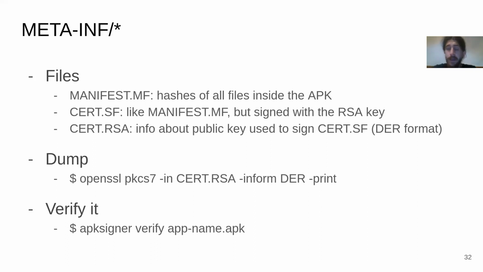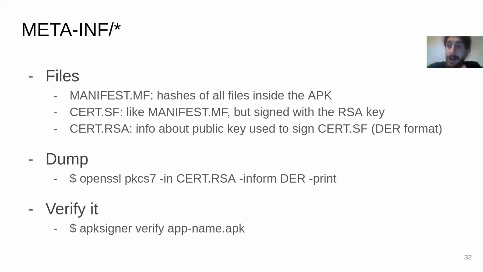So if you open it, you really see a list of files, and for each of these files, you have the hash, okay? Then you have the CERT.SF, which is basically the manifest, but it's signed. So it's signed by the key. And then the CERT.RSA is basically the public key used to verify the CERT.SF, okay? So signed with the RSA key. The RSA key is actually the private key, and that's the one you don't have.